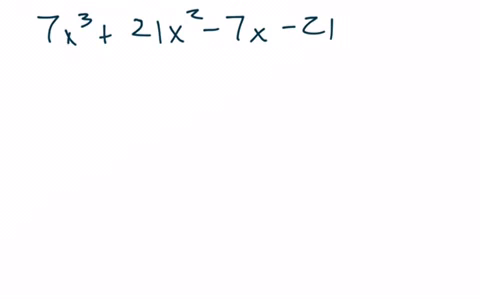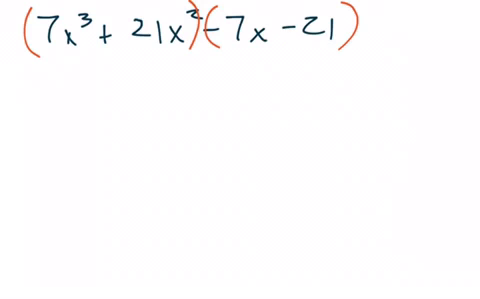We got 7x cubed plus 21x squared minus 7x minus 21. Okay, so on this one, we have 4 terms. Well, what do we do anytime we have 4 terms in a quadratic? That's right, factor by grouping. Okay, so we're going to factor by grouping.